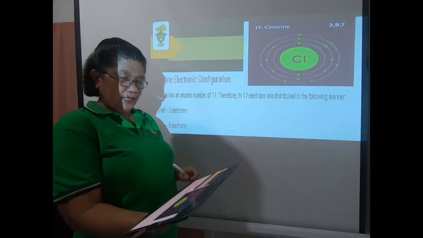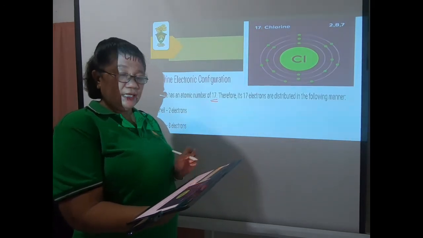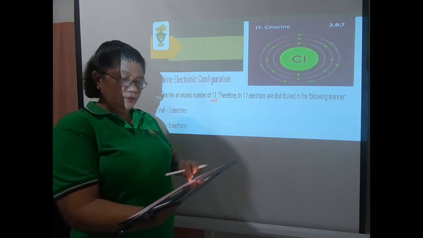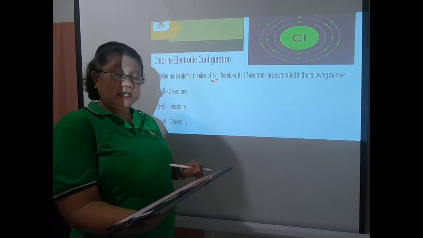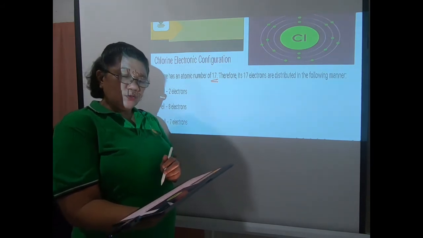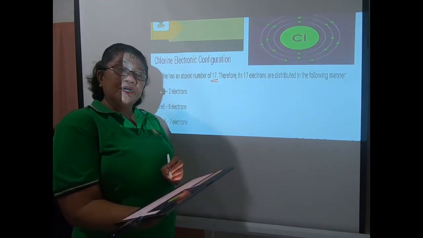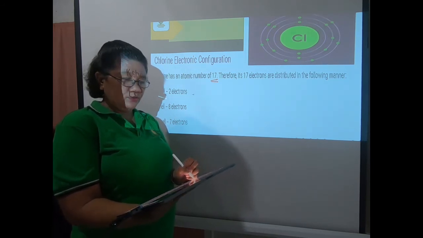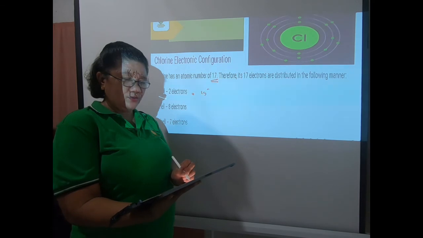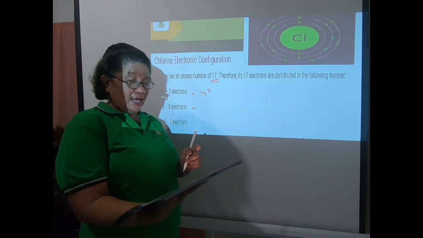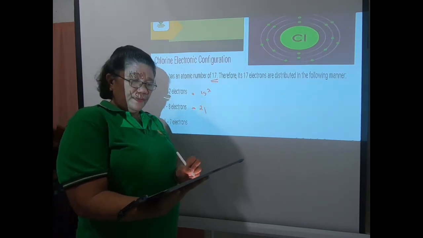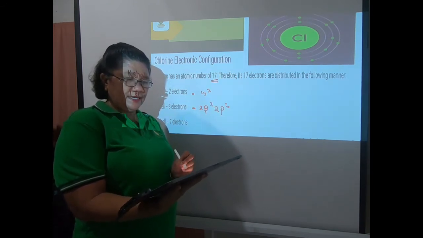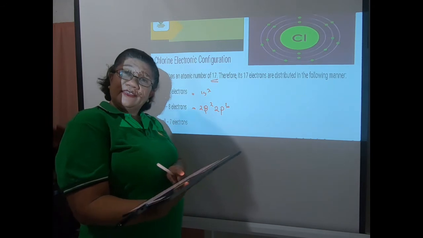Another example is chlorine. Chlorine has 17 electrons. So this will have how many? This will be in the third energy level. Your K will have 2 electrons, that is 1s2. Your L will have 2s2 and 2p6. Okay, there are already 10.